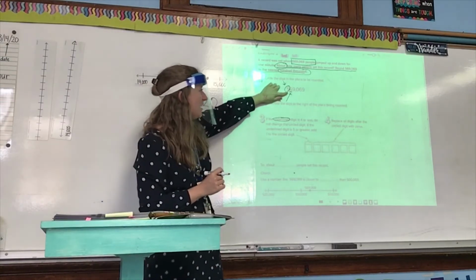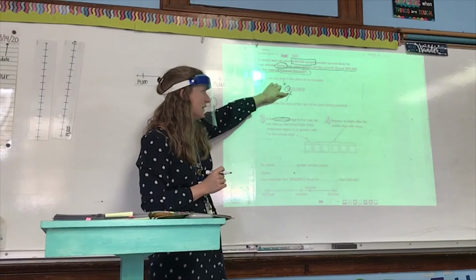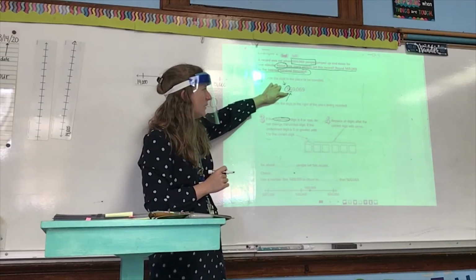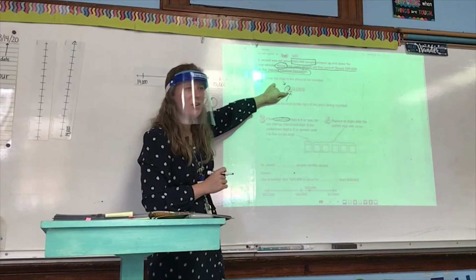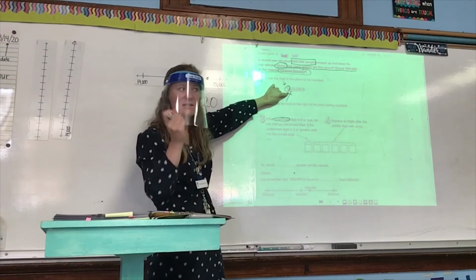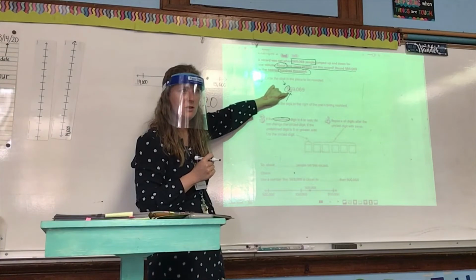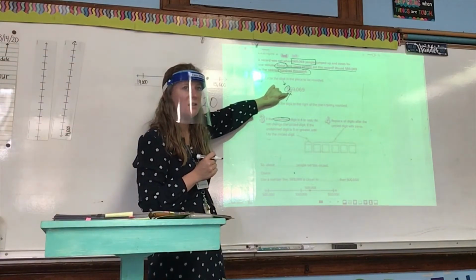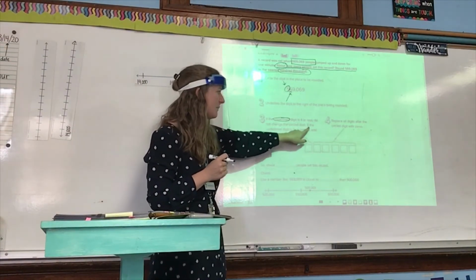So if that underlined digit is 4 or less, let it rest. Don't do anything to it. Class, is this underlined digit 4 or less? No. Well, do we know what to do yet? No. No, let's keep reading.